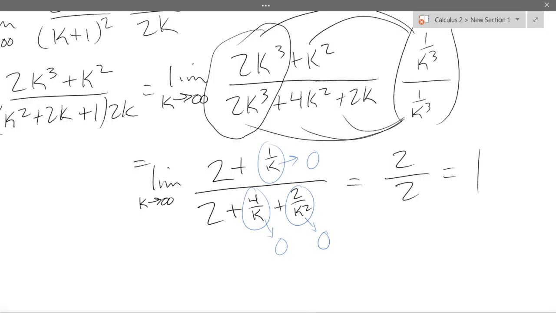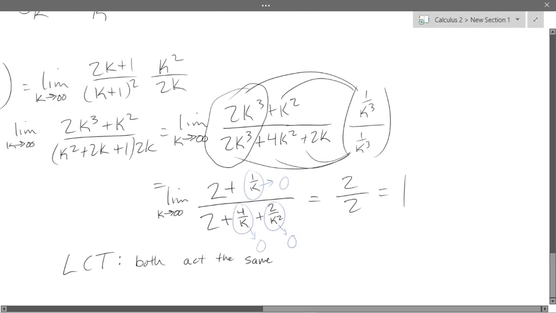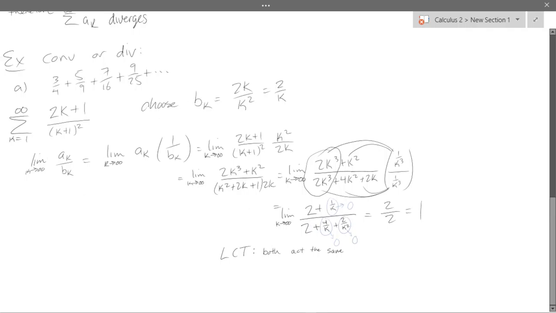All right, limit comparison test says they're both going to behave the exact same. Both converge, both diverge. So we're going to write that. Limit comparison test says they're both going to act the same. We chose b_k, so somewhere we need to say summation b_k from 1 to infinity diverges, because it is a p equals 1 series.